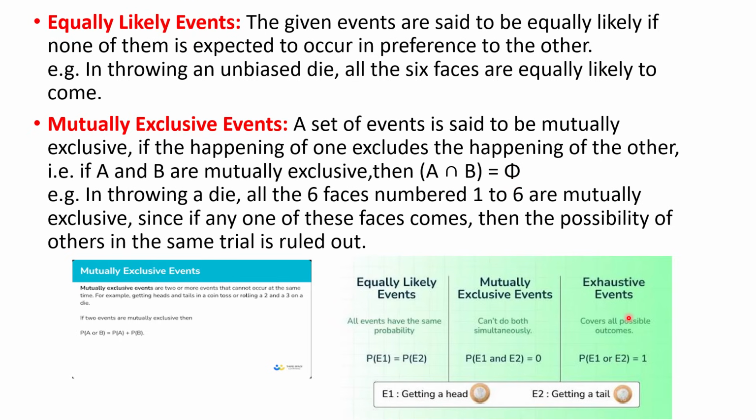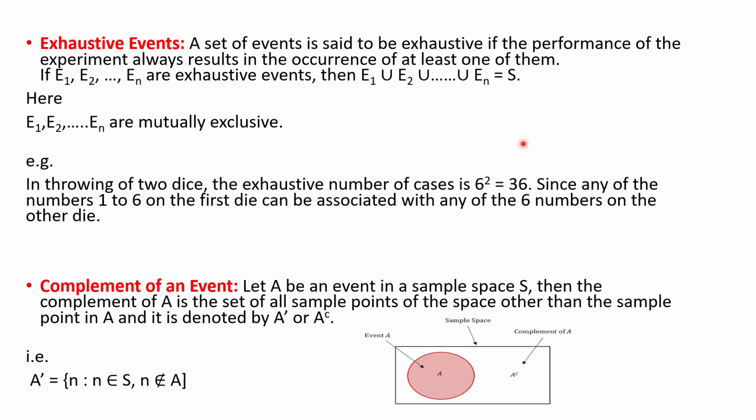Exhaustive events, which we will learn in the next slide, cover all possible outcomes. So the probability of E1 or E2, meaning E1 union E2, will be equal to 1. This is also the condition. Exhaustive events means their union will give you the sample space, and the probability of the sample space will be 1. Why? Because the favorable event is the sample space and the total number of events is also the sample space. Right? It will be more clear now. Exhaustive events: a set of events is said to be exhaustive if the performance of the experiment always results in the occurrence of at least one of them.